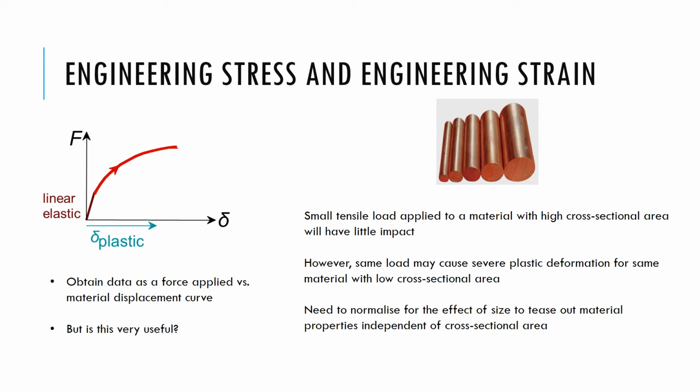So we need to do something to the data in order to normalize it for the cross-sectional area of the material, to take account for the cross-sectional area of the material and tease out, as it were, the material properties that are independent of cross-sectional area. Because of course we don't want to look at data which is dependent on cross-sectional area. We want to obtain information about a material in its purest form. We don't want it to be specific to the sample that we're measuring at the time, or the size or the dimensions of the sample we're measuring at the time.